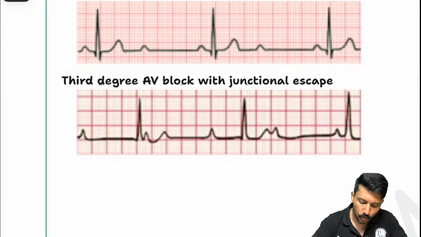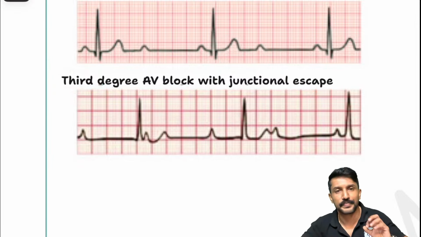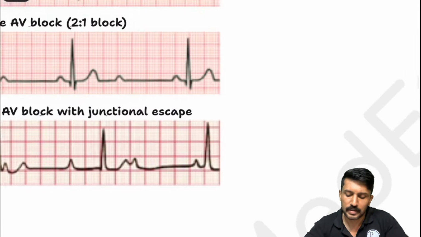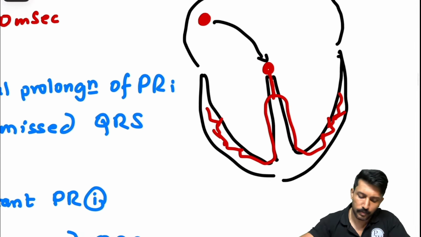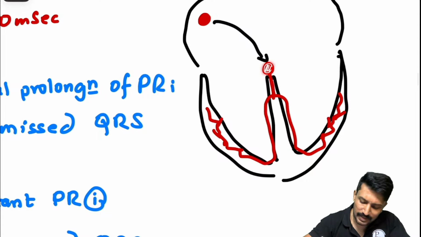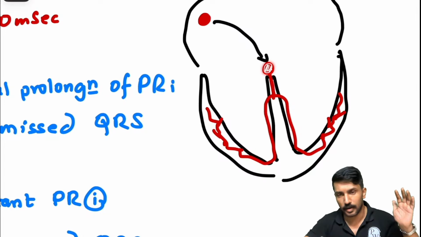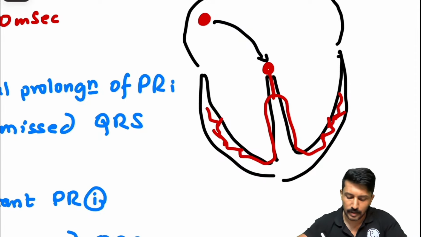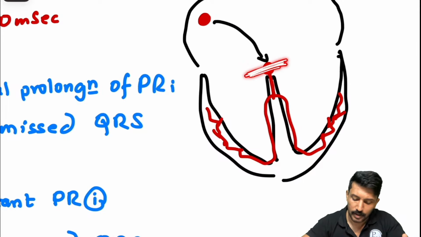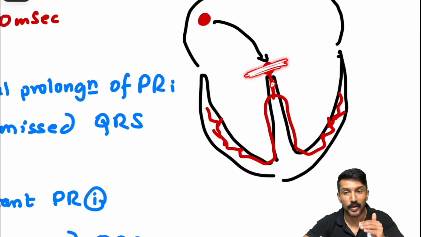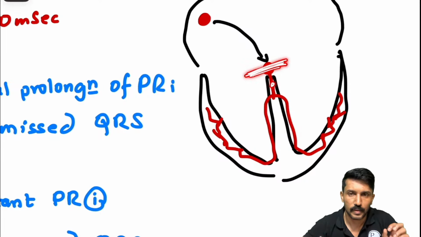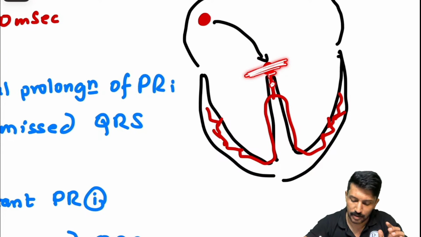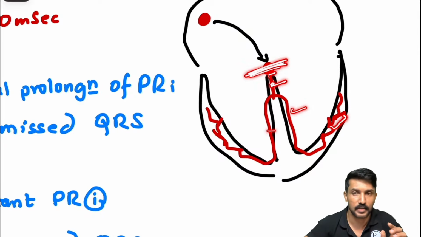Then we have the so-called third degree or complete AV block. What happens in complete AV block? In complete AV block, the AV node is completely blocked. It fails to conduct. No impulse is being conducted down to the ventricle. In that case, what happens? The moment I completely block it, a new pacemaker emerges below the AV node. It could be at the junction or His bundle branches or Purkinje fibers.